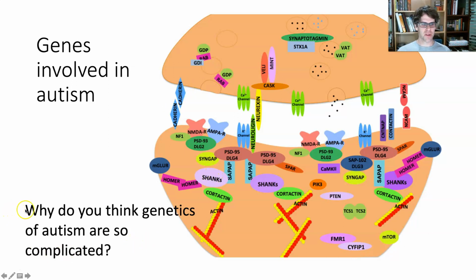Right, so this is something to think about. Why do you think genetics for autism is so complicated compared to something like cancer, where usually we're talking about a couple of genes at most? Cancer quite often is just one gene going wrong. But with autism, we're talking about dozens.